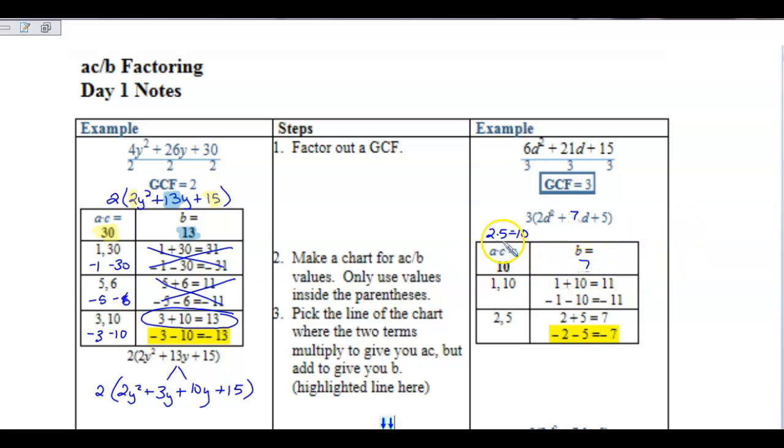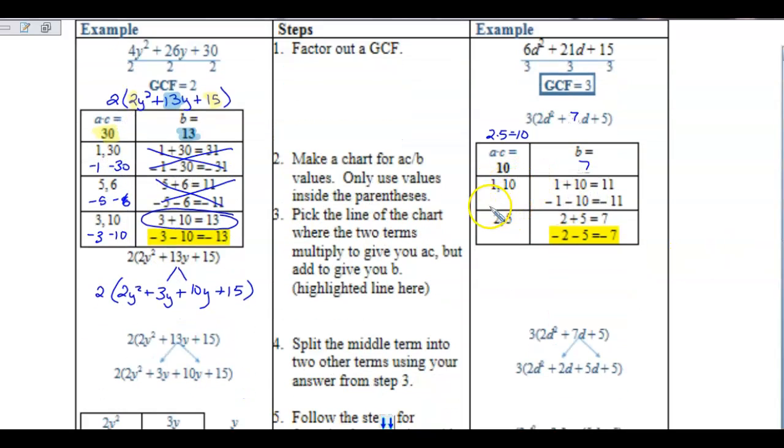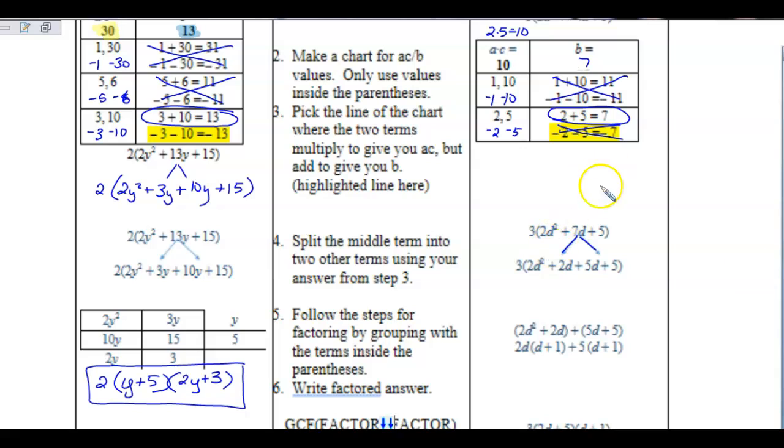So I need to find the sum of the factors of 10 that equals 7. So I have positive and negative 1 and 10. If I add positives together, I get 11. If I add the negatives together, I get negative 11. That's not 7. Then I have positive 2 and positive 5, or I have negative 2 and negative 5. If I add the positives together, I get positive 7. If I add the two negatives together, I get negative 7. We are looking for a positive 7. So that means that 2 and 5 work.